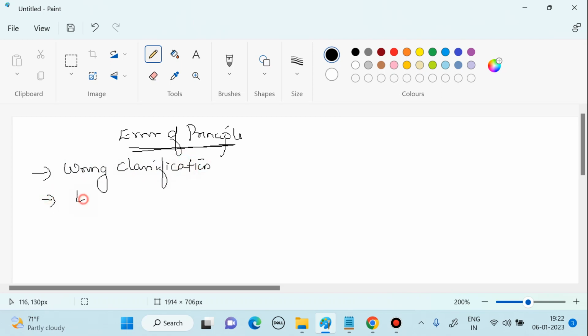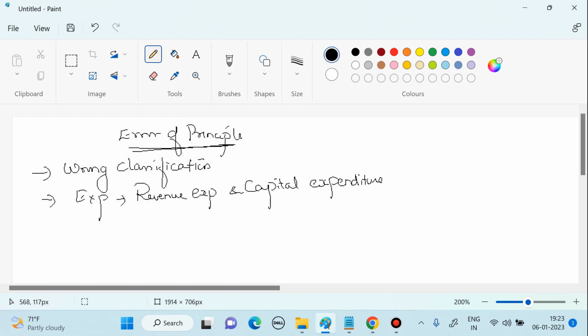You know, expenditures can be of two types. One is revenue expenditure, other one is capital expenditure. These are the two types of expenditure. If while recording a revenue expenditure, you record it as capital expenditure, or a capital expenditure if you record as revenue expenditure, then that is an example of error of principle.